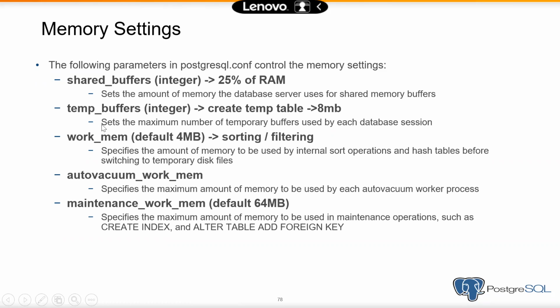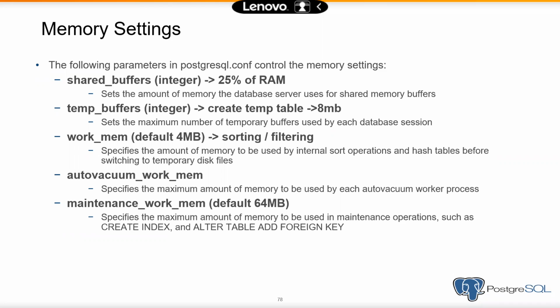In memory settings, I have shown you the architecture of Postgres. And inside the shared memory, we have shared buffer. Shared buffer loads the data. You should allocate 25% of the available RAM to shared buffer. If your RAM size is 100 GB, allocate 25 GB to the shared buffer. That is used for reading and writing.